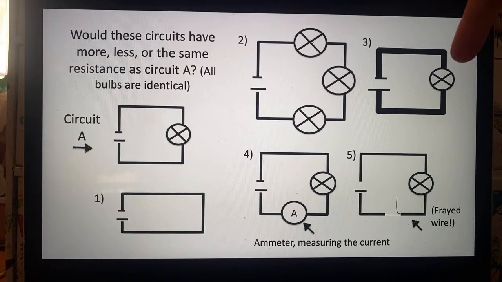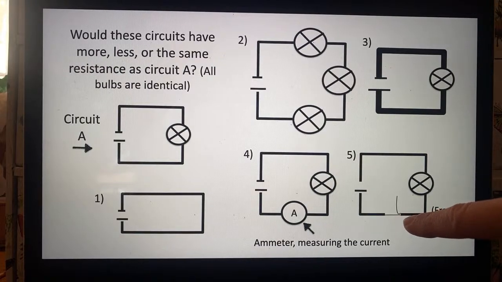Circuit 3 is exactly the same as circuit A, except the wire is much thicker. Circuit 4 is exactly the same as circuit A, except there's an ammeter in there measuring the current. Ammeters measure current, which is measured in amps. And number 5 is exactly the same, except one little bit of the wire has got frayed, so is very thin. Would that make it that there was the same amount of resistance as circuit A, more or less?